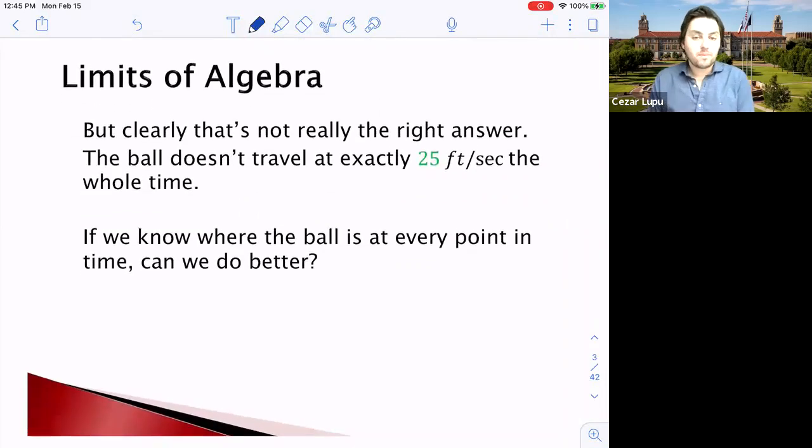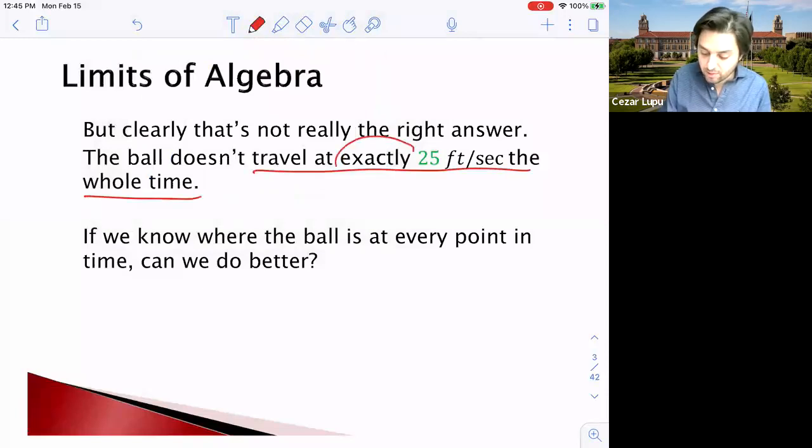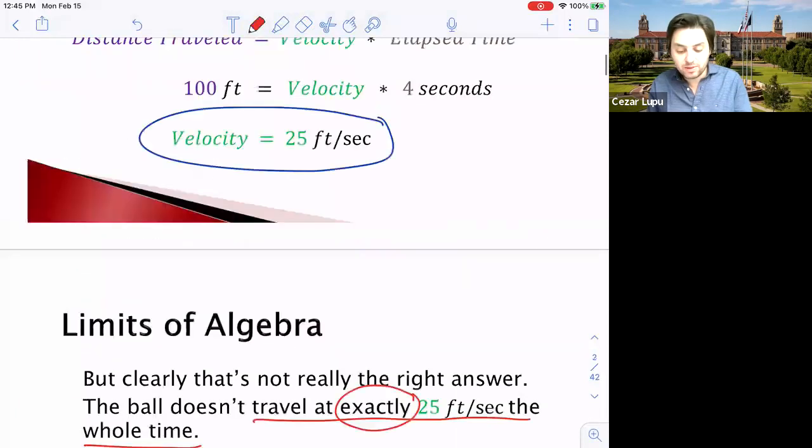Well, clearly, as you might expect, that was not the right answer. That would have been amazing if this happened. But the ball doesn't travel at exactly 25 feet per second the whole time, and this is the word we're looking for: exactly. So, since this doesn't happen, you cannot just do what we did here.